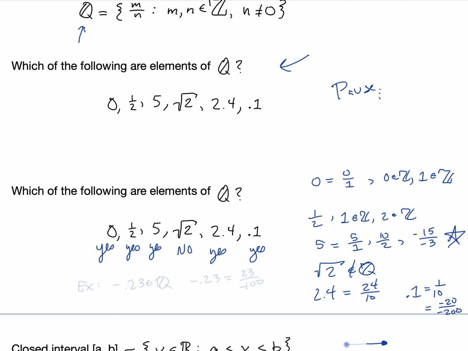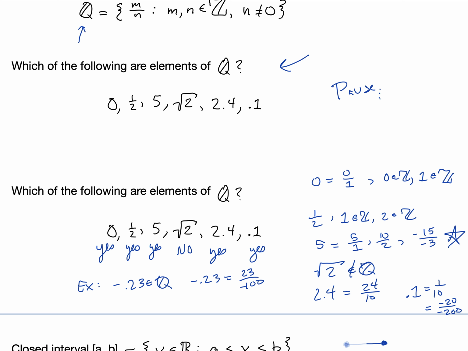I now noticed I didn't have any negative examples with negative values. Note, for example, negative 0.23 is also in the rational numbers. Negative 0.23 is equal to, say, 23 over negative 100 would be one way of writing it as an integer over an integer.